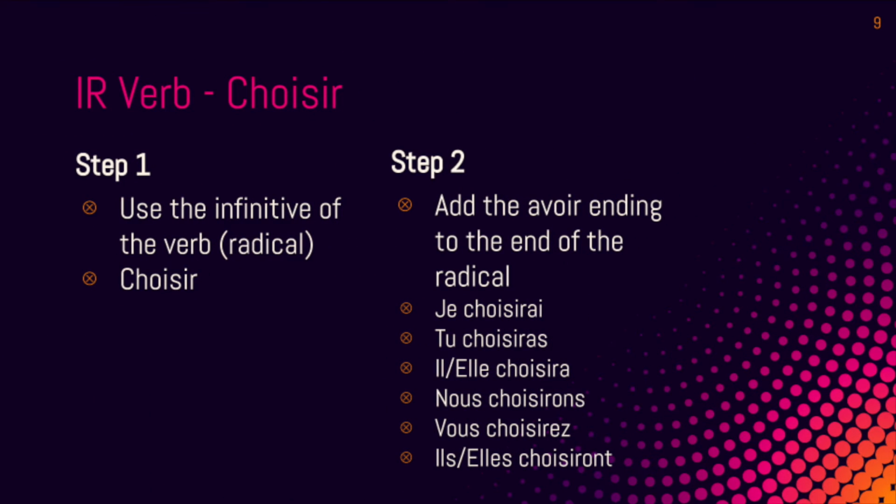Next example is an IR verb, choisir. So step 1 is to use the infinitive of the verb, which in this case is choisir. Step 2 is to add the avoir ending to the end of the radical. So it will be je choisirai, tu choisiras, il, elle choisira, nous choisirons, vous choisirez, ils, elles choisiront.